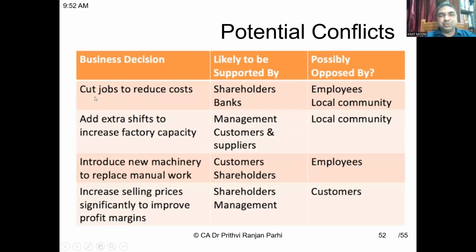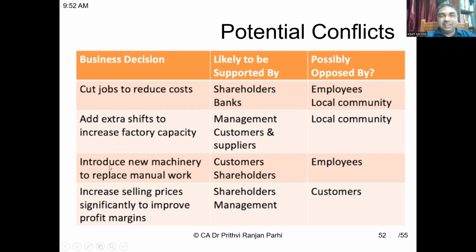Suppose the business decision is to cut jobs to reduce cost. Who will be happy with that decision? Or who will likely be supportive? Let us say shareholders or banks will be happy because profit will be more, but employees will be unhappy. They will be opposed. Similarly, another example, let us say, add extra shifts to increase factory capacity. We are planning to add an extra shift. Work will be more. So management, customers, and suppliers will be happy. The local community may be unhappy.